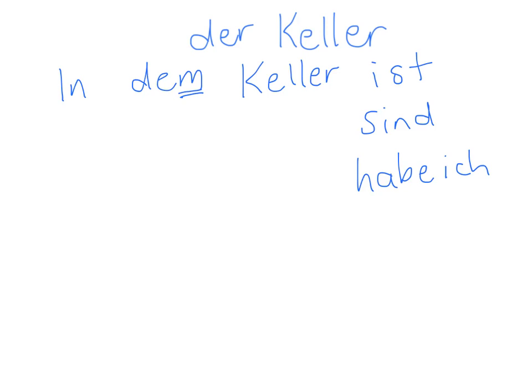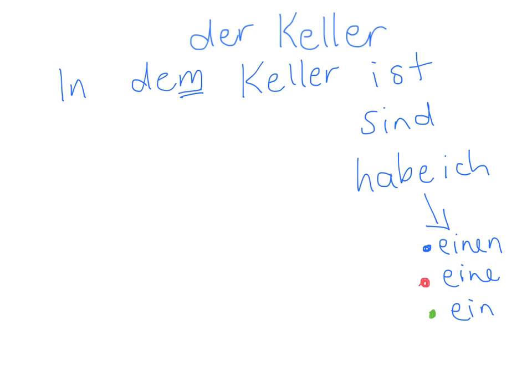If you're using habe ich, that's when you need to remember that you've either got einen, eine, or ein. And eine is for feminine, einen is for masculine words, and ein by itself is for das words. So you could say, if you wanted to say that you've got a TV, in dem Keller ist der Fernseher, or habe ich einen Fernseher.